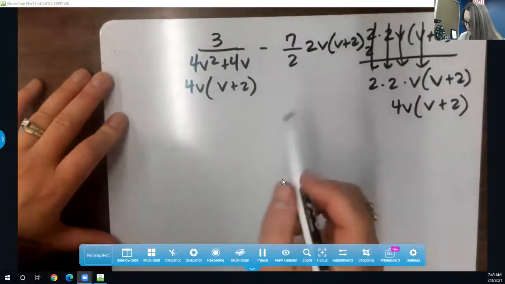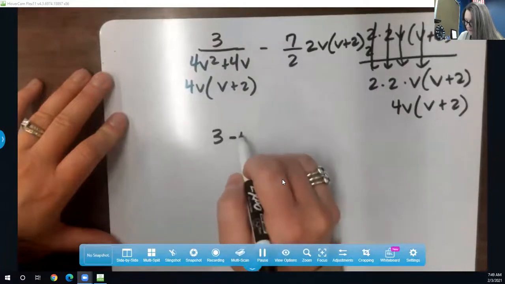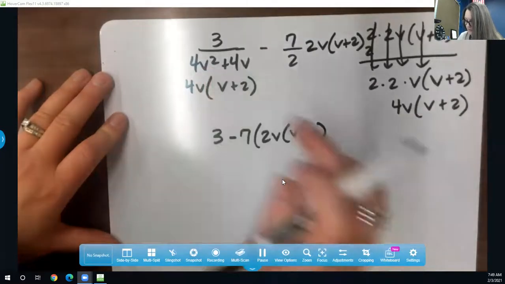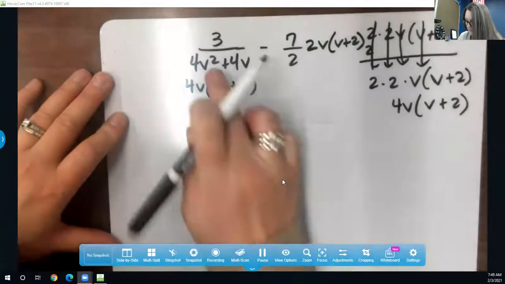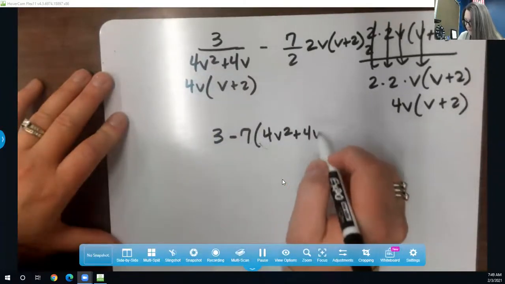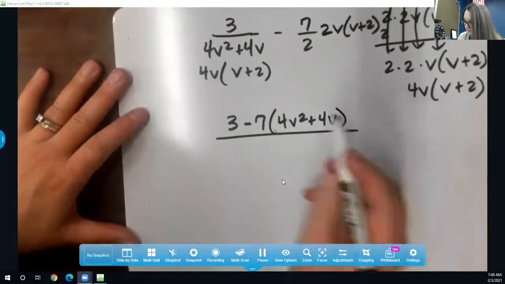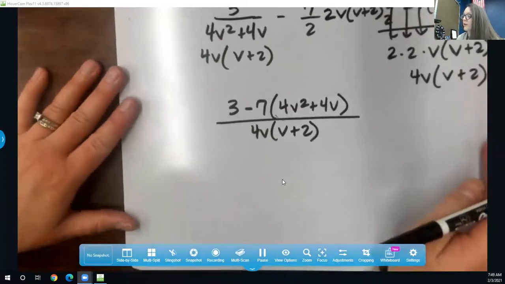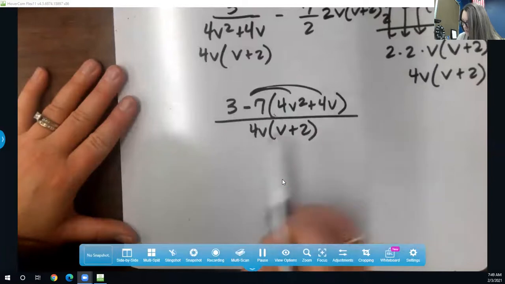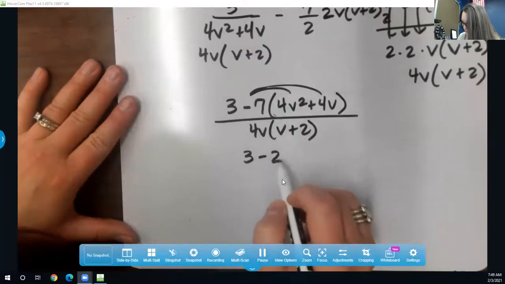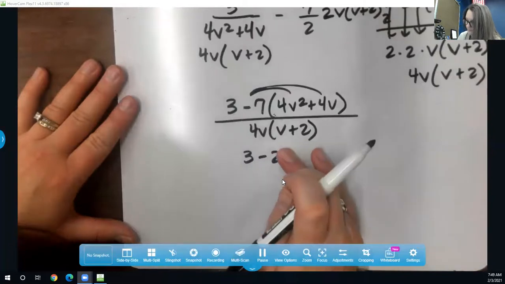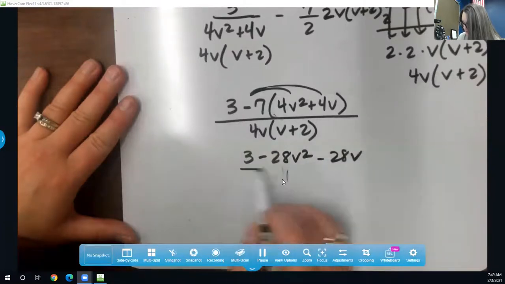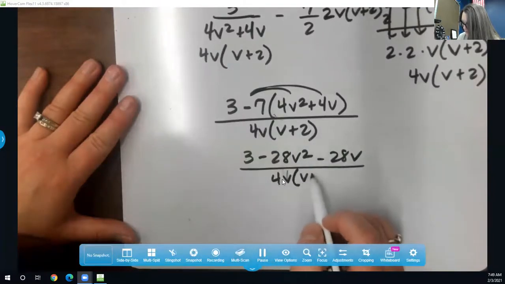So we'll go ahead and multiply. When we do that, it's 3 minus, don't forget that minus, 7 times 2v times v plus 2. If we want to multiply it out like that, we can just leave it like what our common denominator is here, 4v squared plus 4v. That might make it easier to multiply. And then in the denominator, I'm going to go ahead and leave that factor just in case we can do something fun later. Multiplying our negative 7 out here. So we have 3 minus 28, sorry, bad math. And then minus 28v. All over 4v times v plus 2.